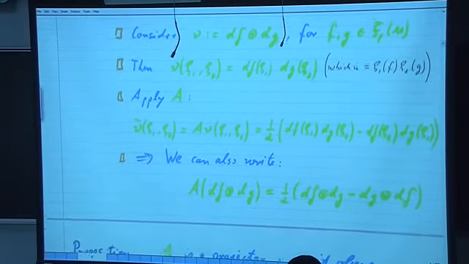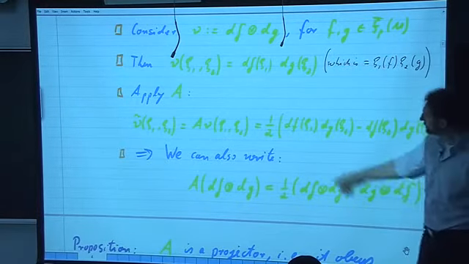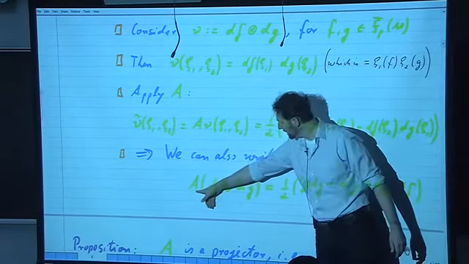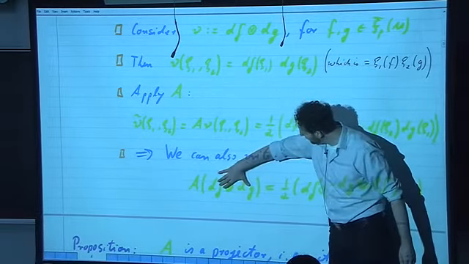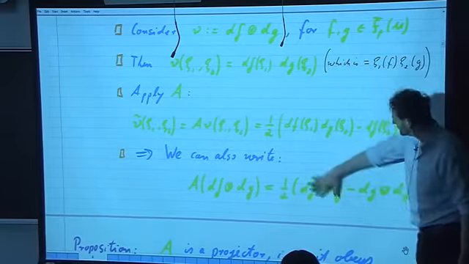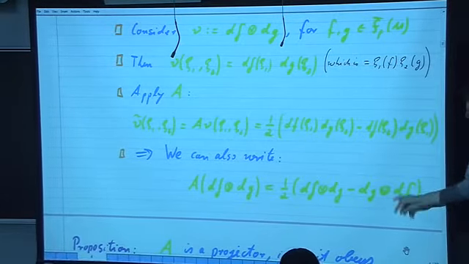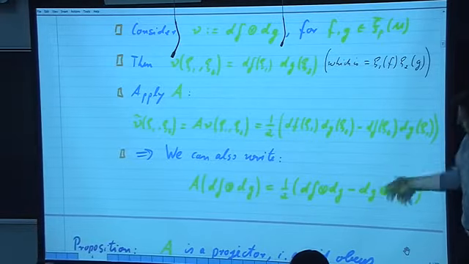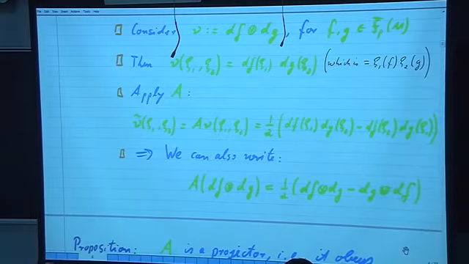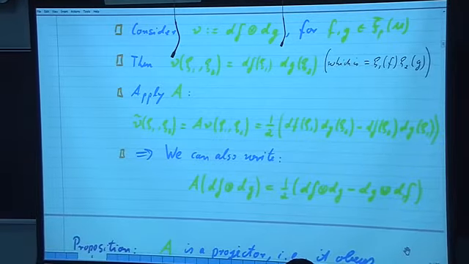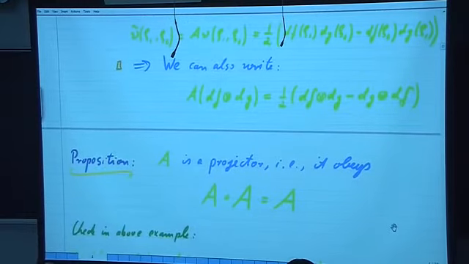So, since this is true for all of the xi, we can also write that the antisymmetrized version of this covariant 2 tensor is this. It's 1/2 df tensor dg minus dg tensor df. Because this way of writing it makes sure that we are feeding the arguments in all permutations. Okay, so this thing, the nu tilde, is antisymmetric.